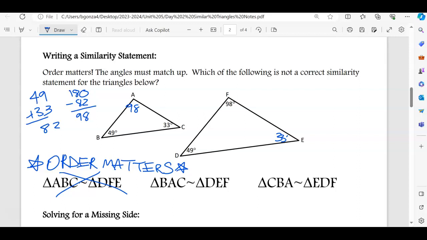What about the second one? BAC, from left to right, should be DFE. Is that right? That says DEF. No, no, no. So again, the order wasn't matching. What about this last one? CBA: 33, 49, 98. EDF: 33, 49, 98. The last one is in the right order. So you don't always have to start alphabetically like ABC. What matters is, are they matching in the right order? Okay? Order matters. It has to match. Cool?